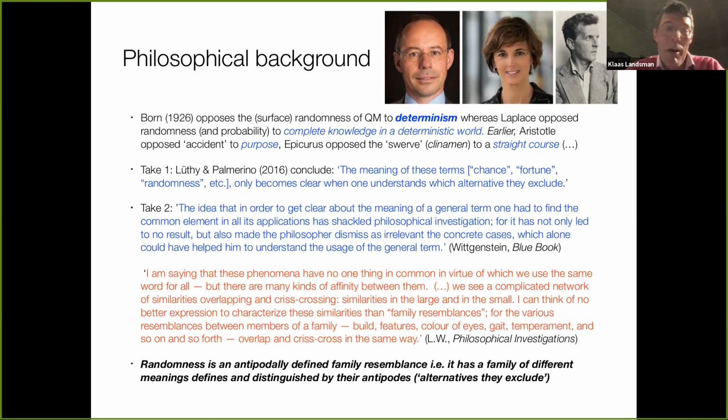So if you combine take one and take two on randomness, the conclusion would be that the notion of randomness is, let's say, an antipodally defined family resemblance, which means it has a family of different meanings, which are defined and distinguished by their opposites, by their antipodes, by the alternatives they exclude. And this will be the basic philosophy of my entire talk. So next slide, please, Jacob.